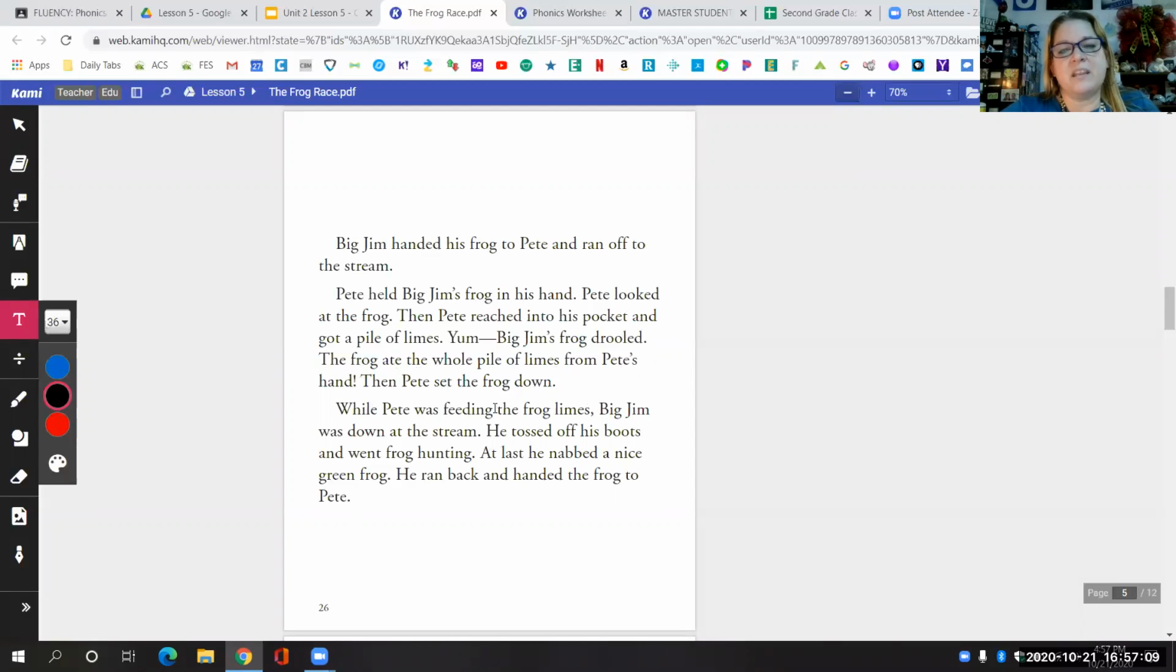While Pete was feeding the frog limes, Big Jim was down at the stream. He tossed off his boots and went frog hunting. At last he nabbed a nice frog. He ran back and handed the frog to Pete.